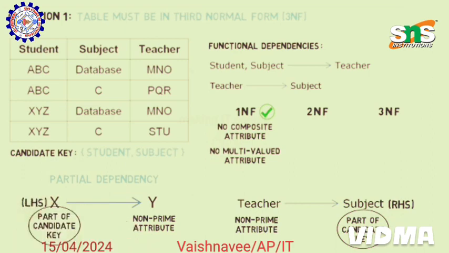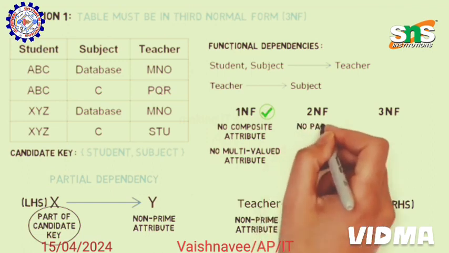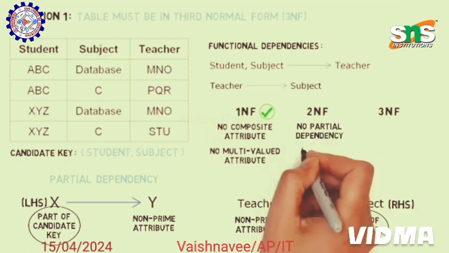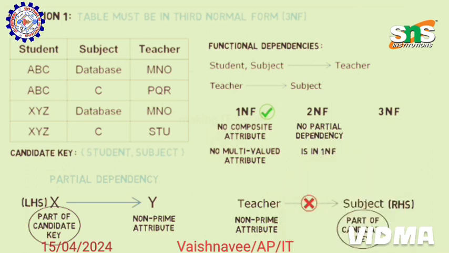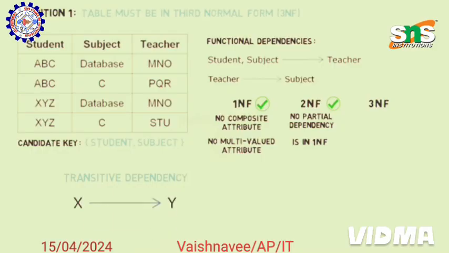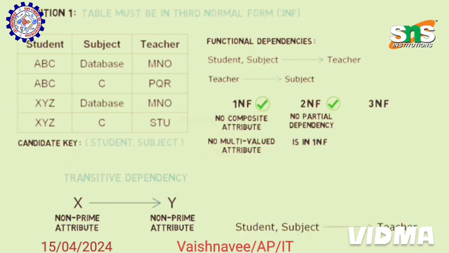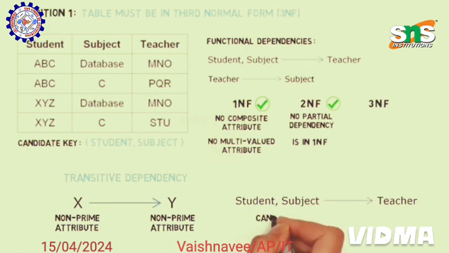Let us check another functional dependency. Teacher determines subject. In this functional dependency, a non-prime attribute determines part of a candidate key. There is a part of a candidate key, but it is not on the left hand side. Partial dependency is when part of a candidate key is on the left hand side. So this particular functional dependency is also not a partial dependency. So this table does not have any partial dependency and it is in first normal form, and therefore we can conclude it is in second normal form.